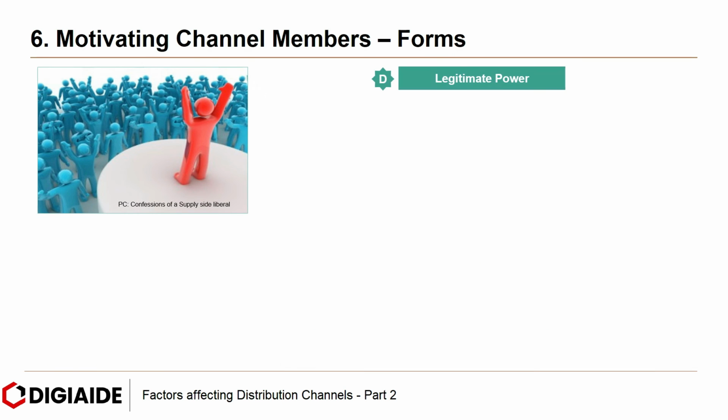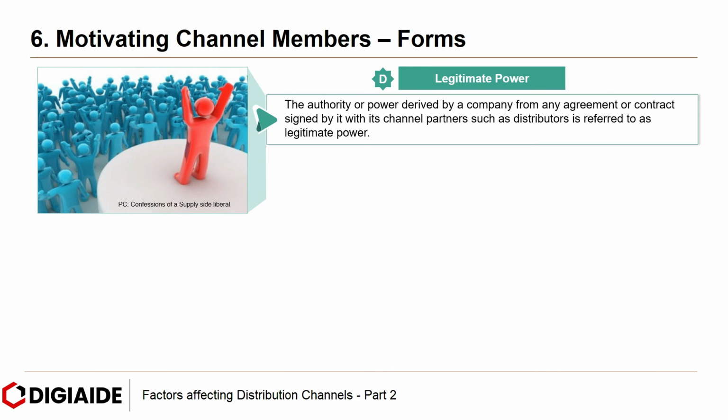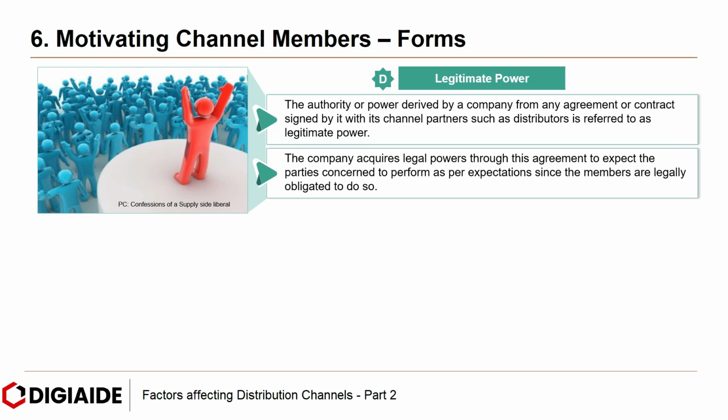Next, legitimate power. The authority or power derived by a company from any agreement or contract signed by it with its channel partners, such as distributors, is referred to as legitimate power. The company acquires legal powers through this agreement to expect the parties concerned to perform as per expectations, since the members are legally obligated to do so.